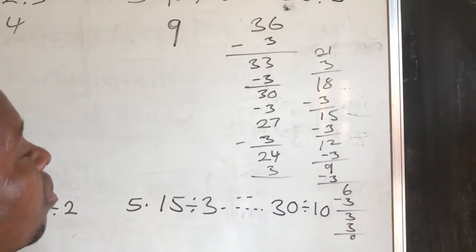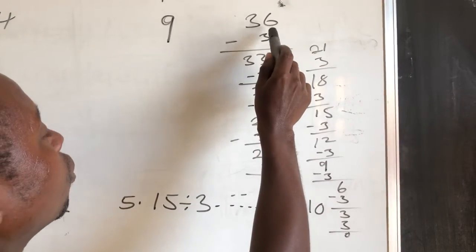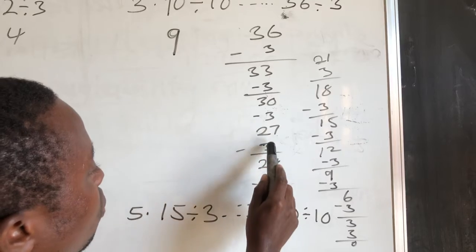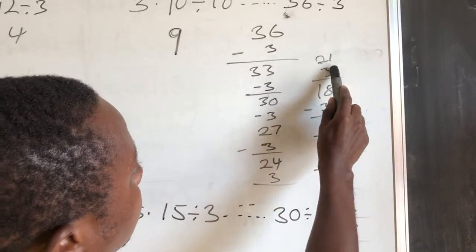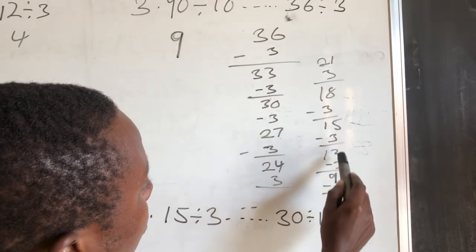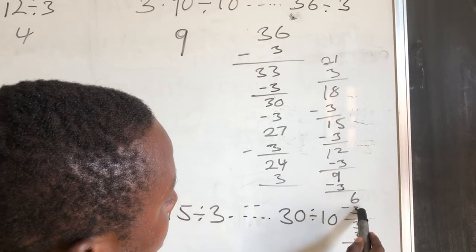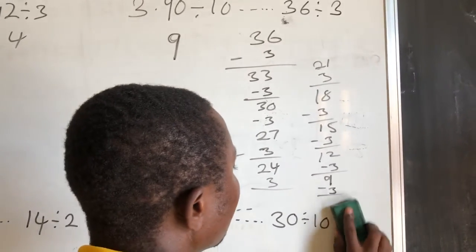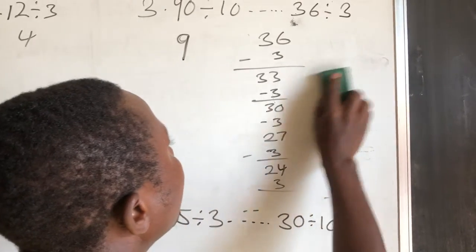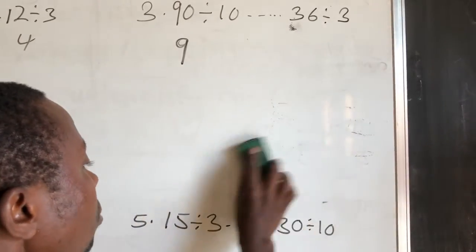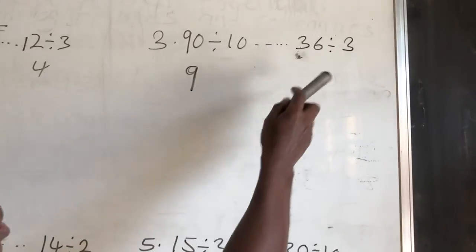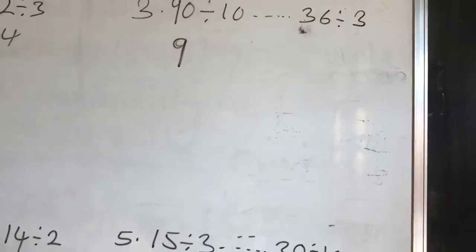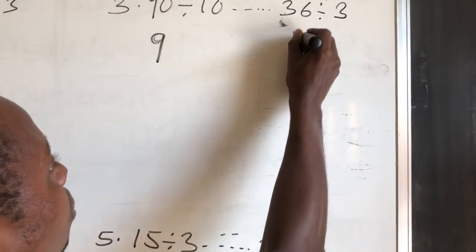Now let's count the number of times we subtracted. We did the subtraction. We have 1, 2, 3, 4, 5, 6, 7, 8, 9, 10, 11, 12. Okay, very good. We have 12 times. Meaning that we subtracted 3 from 36 12 times repeatedly. So this one will give us 12.